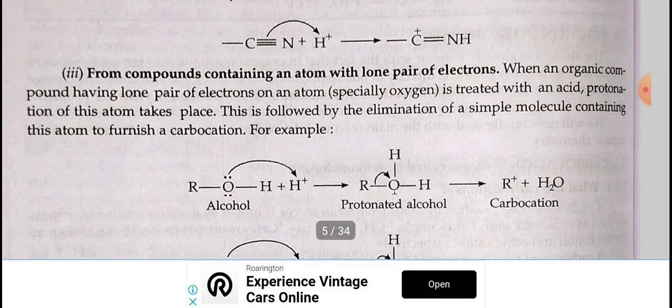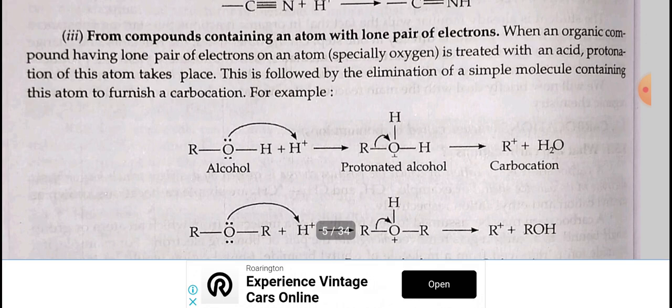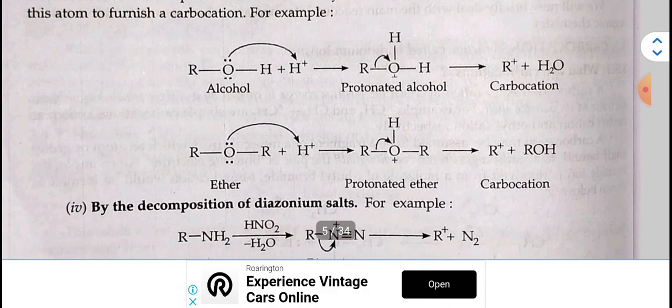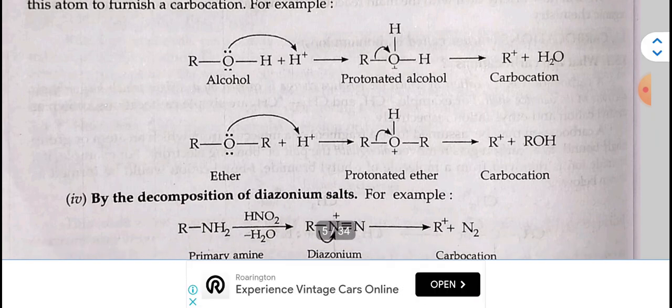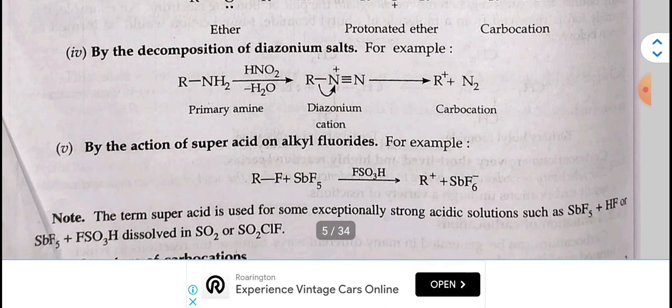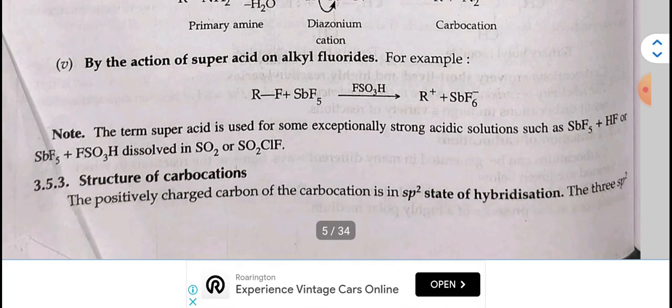When an organic compound having a lone pair of electrons on an atom is treated with an acid, protonation of this atom takes place. This is followed by the elimination of a simple molecule containing this atom to furnish a carbocation. Alcohol gives protonated alcohol, which gives carbocation. By the decomposition of diazonium salts. For example, primary amine gives diazonium cation, which gives carbocation.